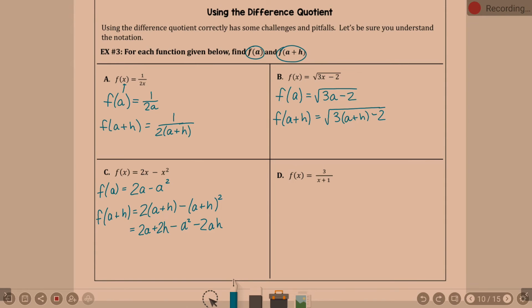And then last, h times h, h squared, but we are subtracting it, so minus h squared.